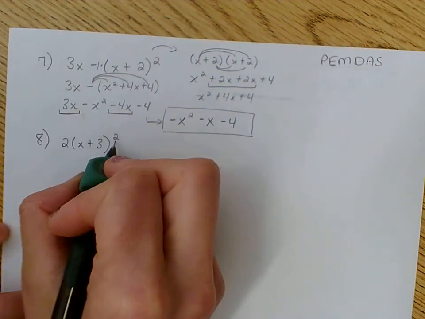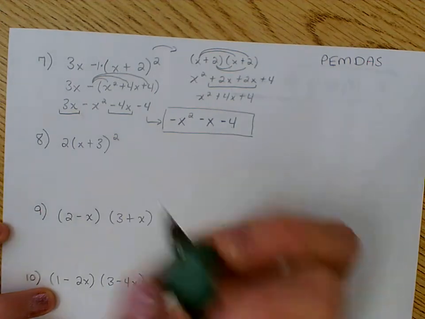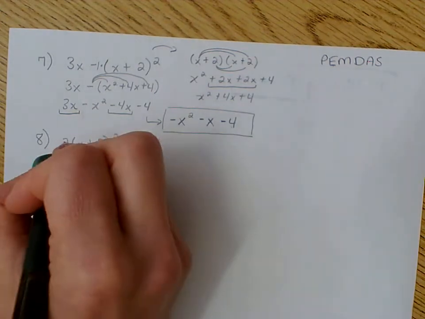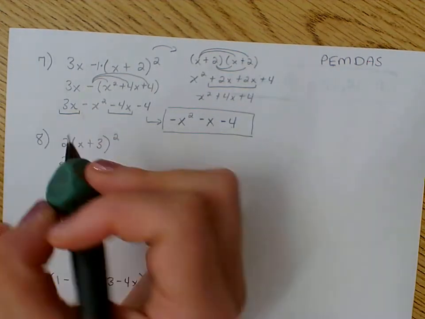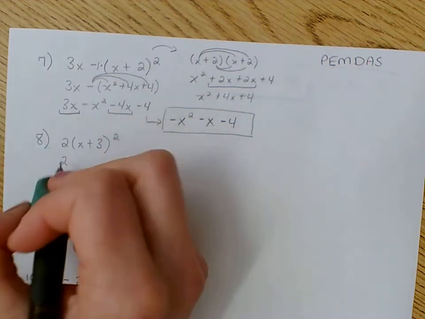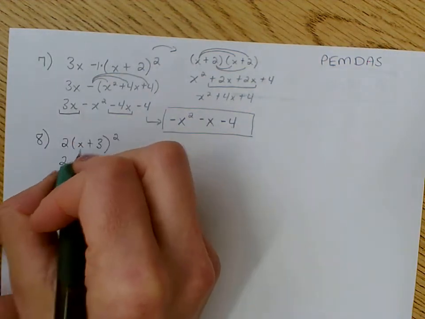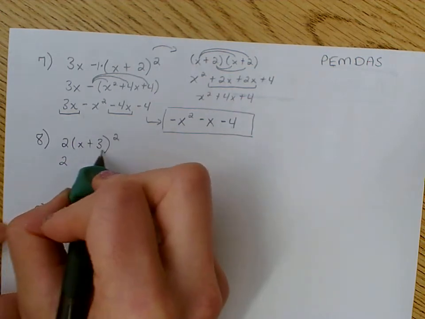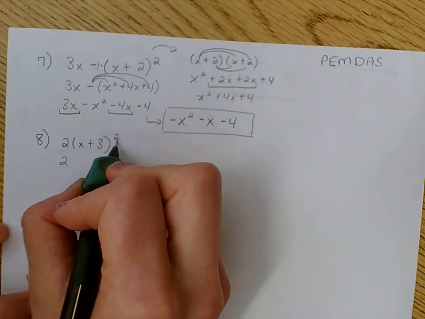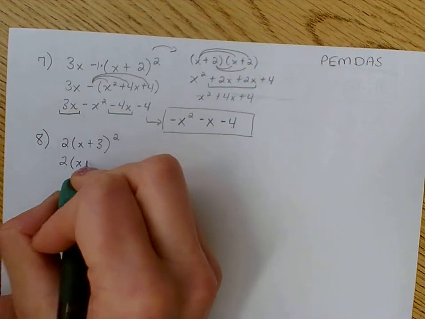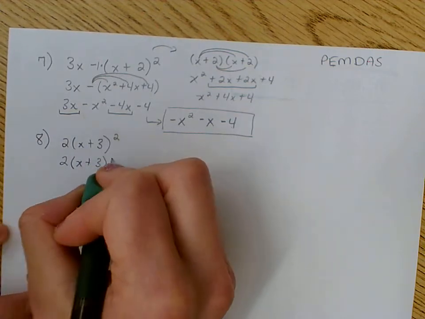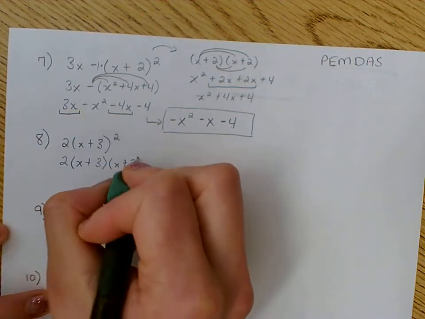And so first thing, I'm going to figure out what this would be, okay? So that 2, just like in the other problem with the 3x and the minus, it just comes down. And now I'm actually going to do it in the problem this time, okay? So we're going to write this out twice, okay, times itself 2 times. So it'd be x plus 3 times x plus 3.